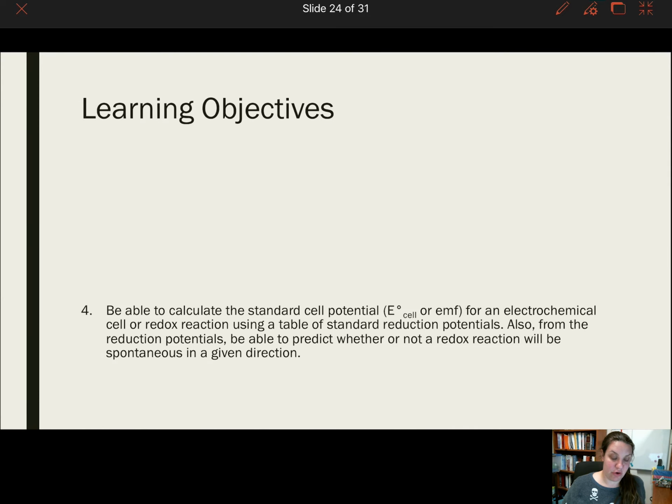Hello. In this video we're going to be going over Learning Objective 4 from Chapter 20, Lecture 20. We're going to be looking at the standard cell potential, or E cell, also known as the electromotive force, calculating it out, and looking at how we actually derived these values, or how someone derived these values.